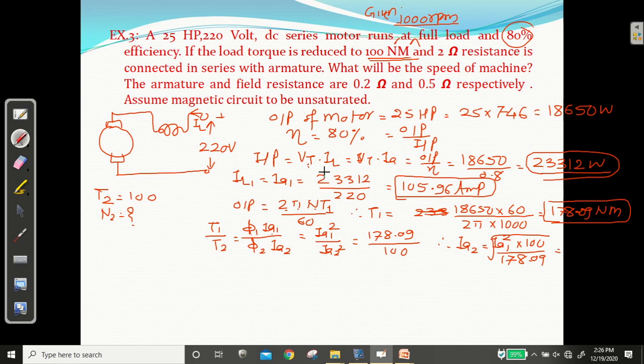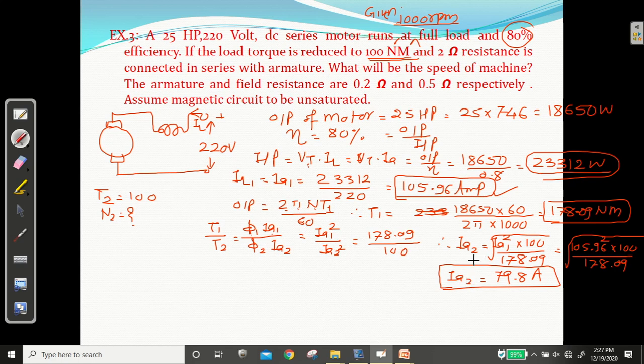IA1 square, where is IA1? IA1 is 105.96 square into 100 upon 178.09, and under root of that. By using the calculator, I will get IA2. So by using the calculator, I am getting 79.8 ampere. That is the answer I am getting, IA2.